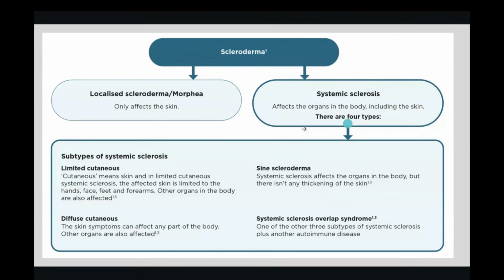Now, scleroderma is divided into localized scleroderma that only affects the skin and systemic scleroderma where we have other organs in the body also affected. Now, the systemic scleroderma is further divided into four types. We have the limited cutaneous, where the skin manifestations are very severe with only limited organs that are affected, or we have the diffuse cutaneous, where a lot of organs are affected, sine scleroderma, where the skin is not affected, only organs are affected, and we have the overlap syndrome.